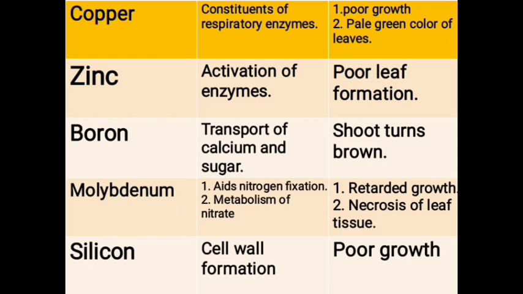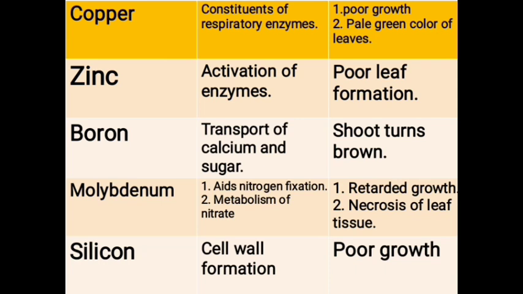Now we have boron. It helps in transportation of calcium and sugar. The shoots will turn brown if there is deficiency of boron. Okay, hope you are understanding. Now we have molybdenum. This one aids nitrogen fixation and also metabolism of nitrates. Its deficiency leads to retarded growth and necrosis of leaf tissues.